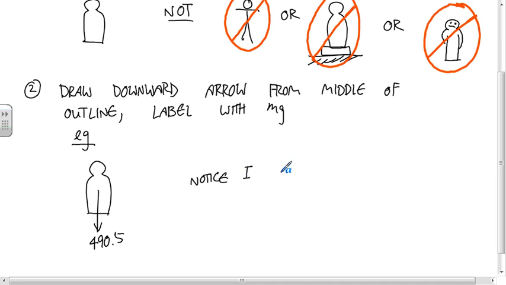And notice that I didn't label it negative 490.5. Remember, multiplying a vector by a negative number switches its direction. So that really technically has the effect of being a double negative and saying that the vector is actually up with a magnitude of 490.5. So you just want to label it with a positive value. Okay.